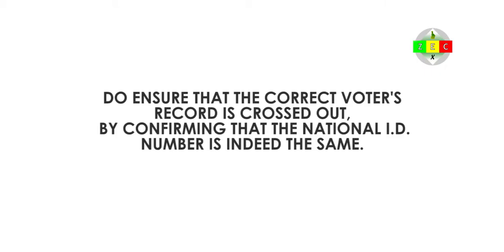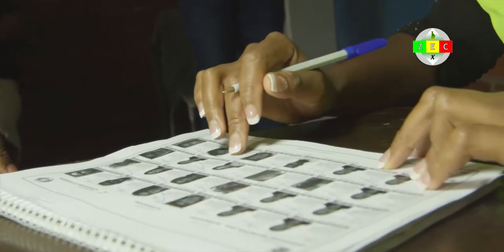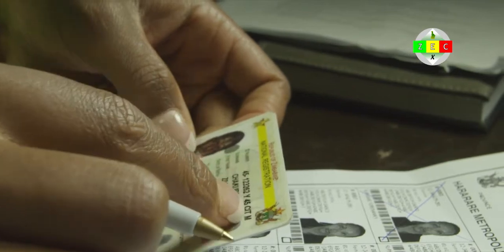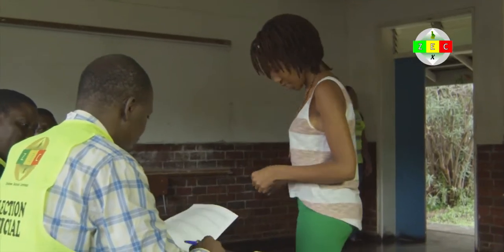In some cases, there may be more than one person with the same name and surname on the same polling station voter's roll. Do ensure that the correct voter's record is crossed out by confirming that the national identification number is indeed the same. Now, on polling day, if any voter that registered as a postal voter comes to the polling station to cast his or her ballot, it will be detected by the voters' roll officer that he or she is a postal voter, a PV voter, and will be turned away.